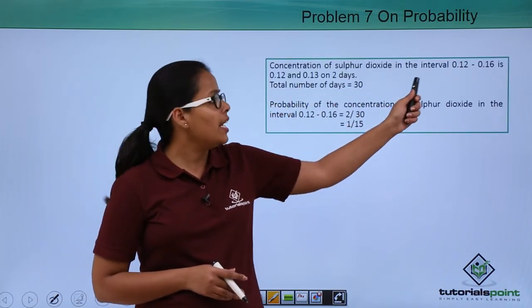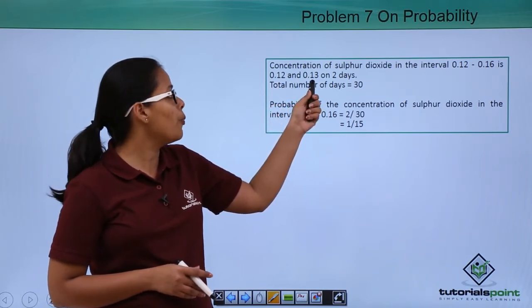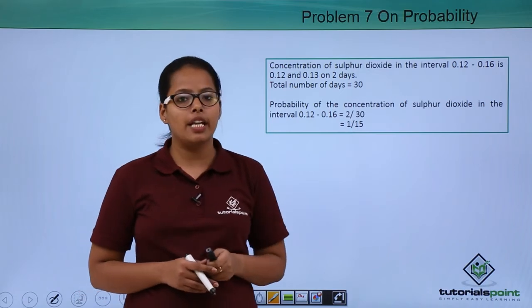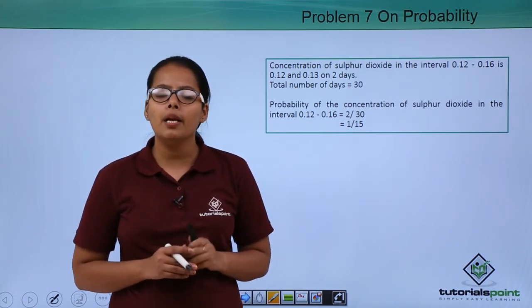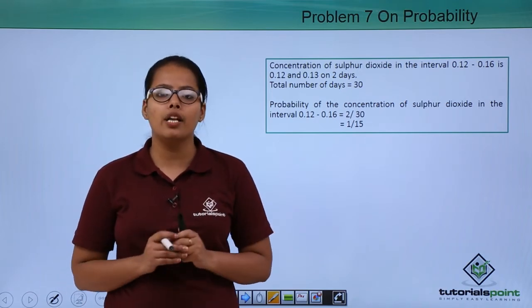Concentration of sulfur dioxide in the interval of 0.12 to 0.16 was there only on 2 days. Total number of days were 30. And how to calculate the probability? Probability is number of ways an event can occur divided by total number of ways.